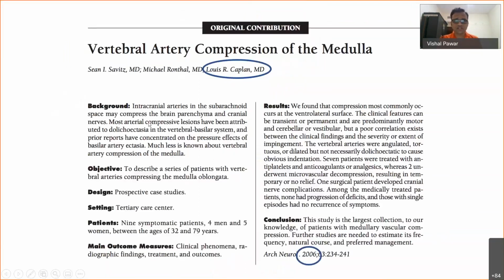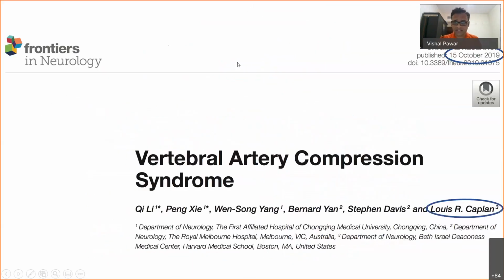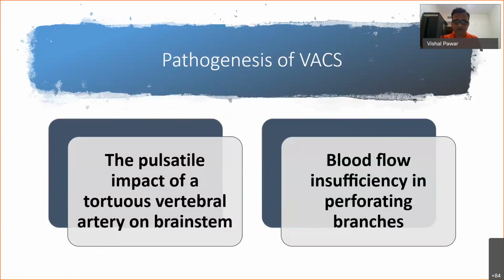So this vertebral artery compression syndrome was first described in 2006 by Louis Kaplan, and it was later named in October 2019 as vertebral artery compression syndrome. It leads to transient ischemic attacks because of compression of the medulla, and this pulsatile impact of a tortuous vertebral artery on the brainstem leads to blood flow insufficiency in perforating branches, and that leads to the transient ischemic attacks.